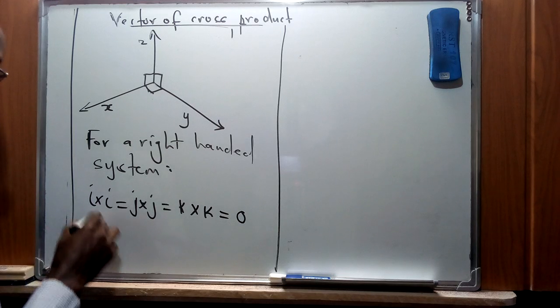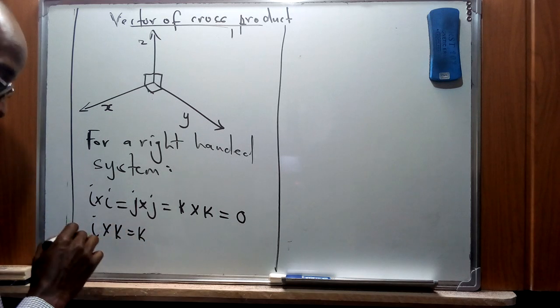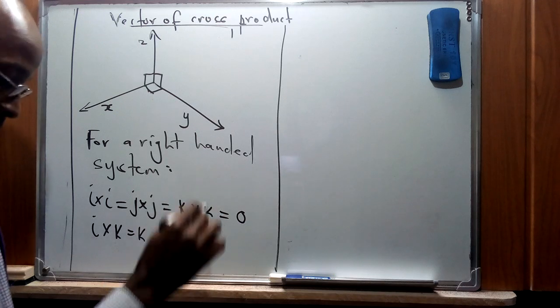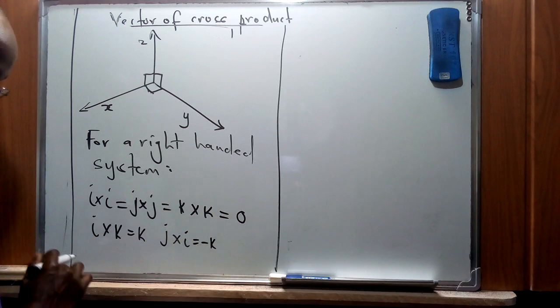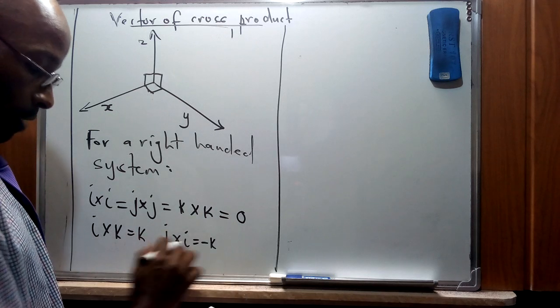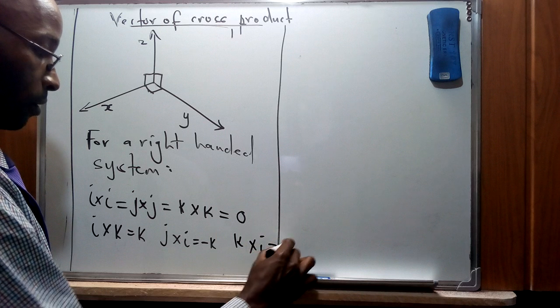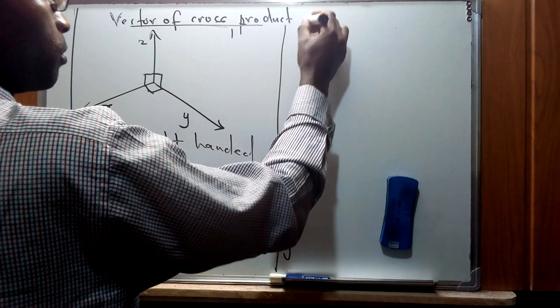But for the i, k, we're going to see that this also is going to hold. j cross i is going to give us negative k. This is basically the opposite of the first application. And then we're going to have k cross i is equal to j.